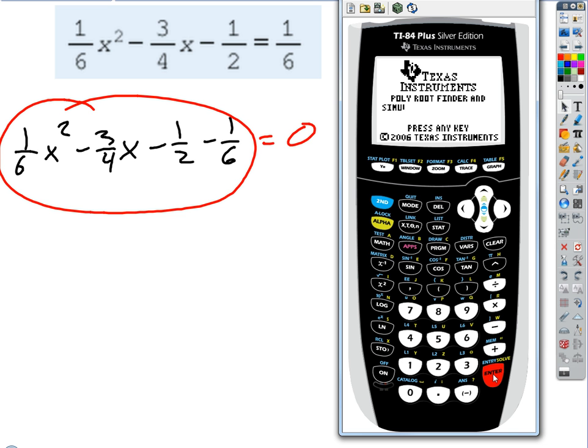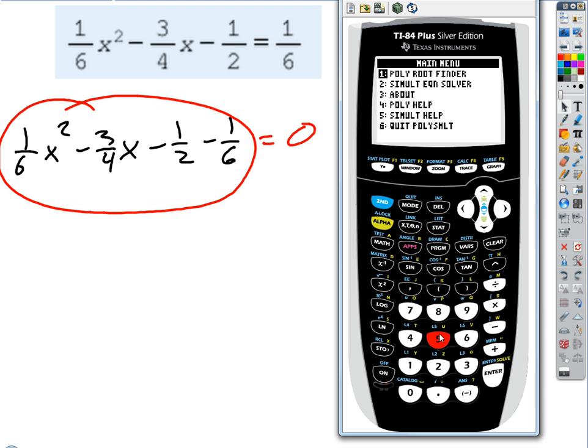It does lots of things, but the thing that we're interested in right now is the polynomial root finder. Polynomial is something we're going to talk about in about a week and a half. That's the next unit, but this is a polynomial without you knowing it. So we're going to choose number 1.